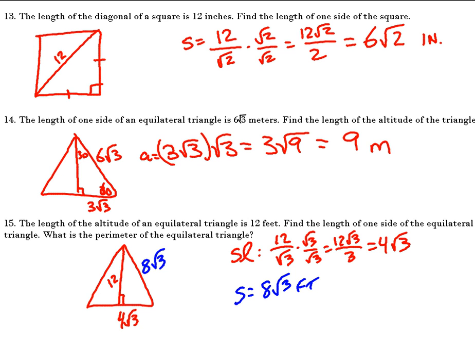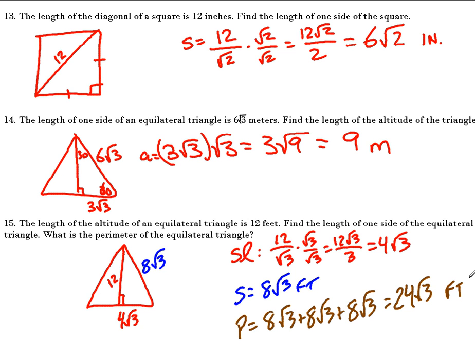And then to get the perimeter, that's the whole way around, all I have to do is add them all up. Well, if I have 8 square roots of 3 here, I'll have the same over here and on the bottom. That means 8 root 3 plus 8 root 3 plus another 8 root 3. If I have 8 square roots of 3, another 8 of them, and another 8 of them, that means I have 24 of them in total. 24 times the square root of 3 feet.